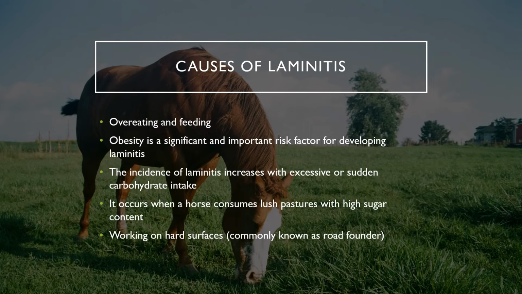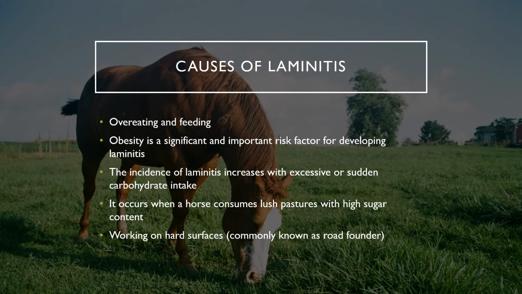When grass and carbs are ingested, they cause metabolic changes that result in altered blood flow to the laminae of the foot. Working on hard surfaces also causes laminitis, and this is commonly known as road flounder.